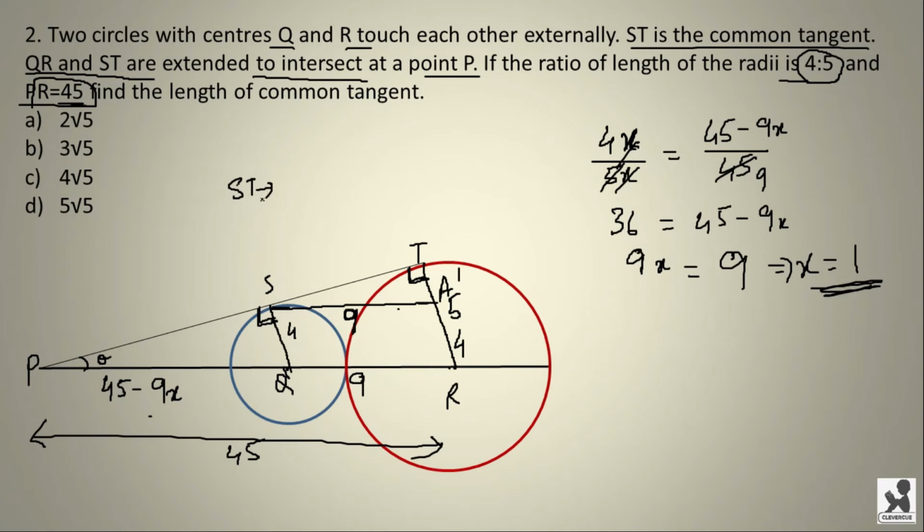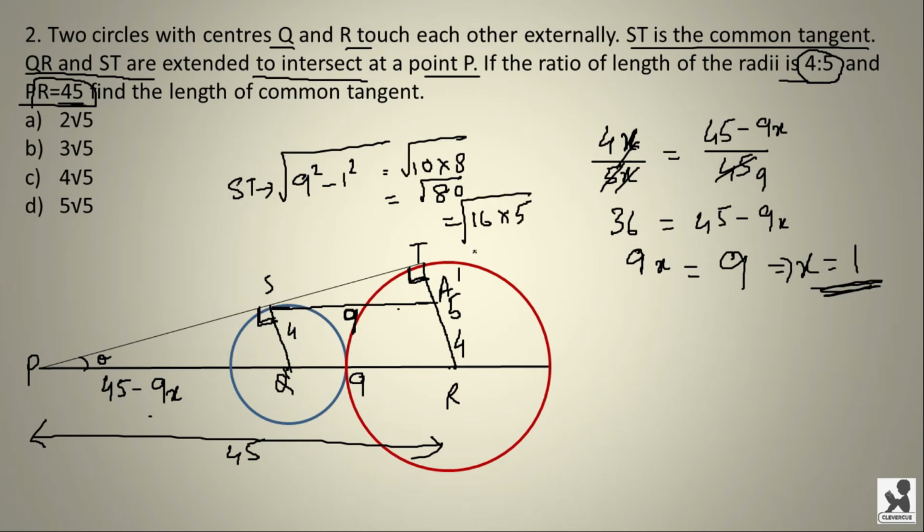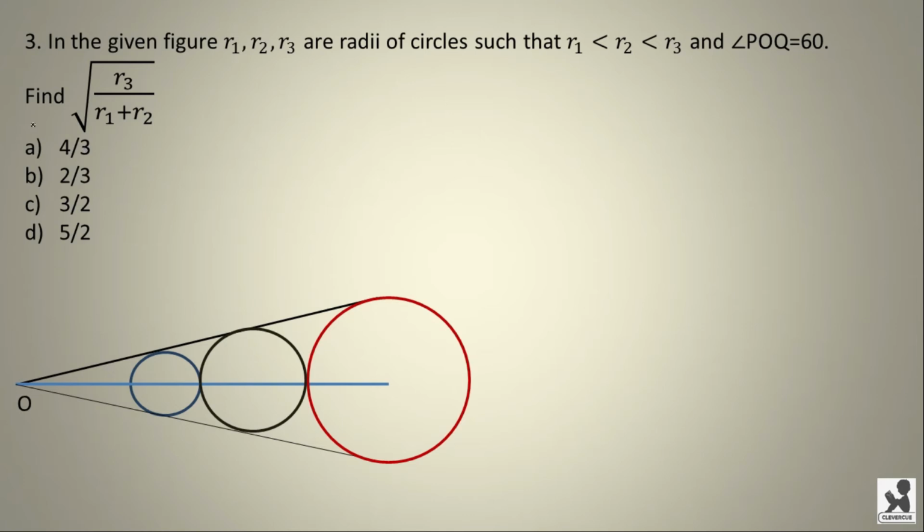Now we can easily calculate the length of ST. ST is equal to, according to the Pythagoras theorem, under root 9 square minus 1 square, which is 9 plus 1 into 9 minus 1, that is under root 10 into 8. So we get under root 80, which we can write as 16 into 5 under root. We get 4 root 5 as the answer. Option C is the right answer. Moving to the next question.